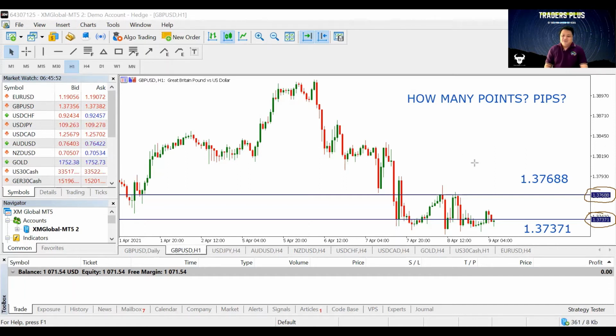Ganito. Yung 688 tsaka yung 371. Nakuha? So, in points, this will be, okay, 6 minus 3, 3, 8, 7 is 1. And then 8 minus 1, 7. 317 points. Okay, or 31.7 pips. Okay, ganun yung pag-solve.